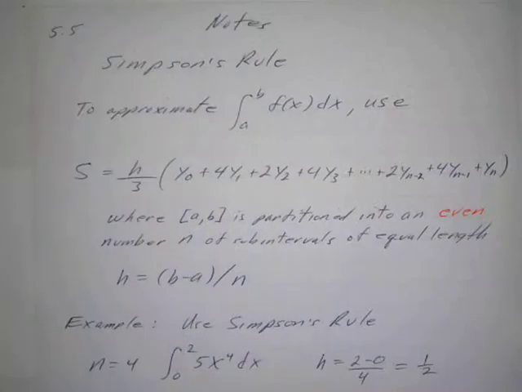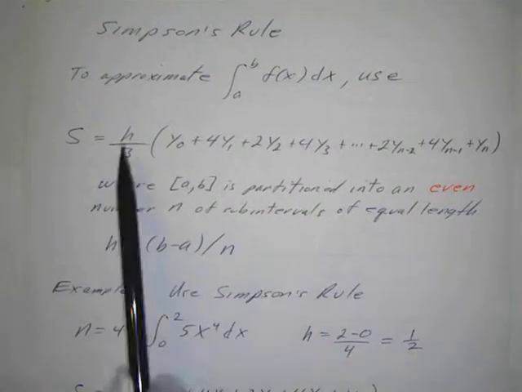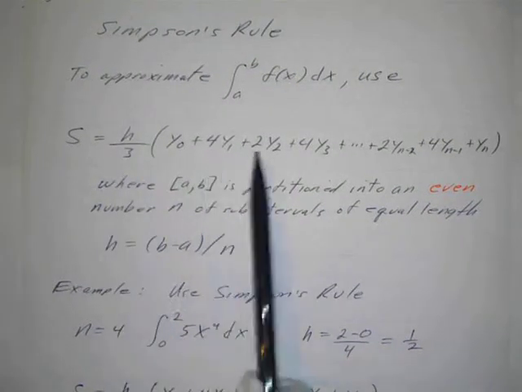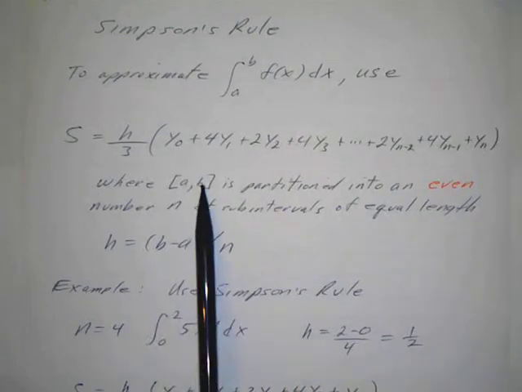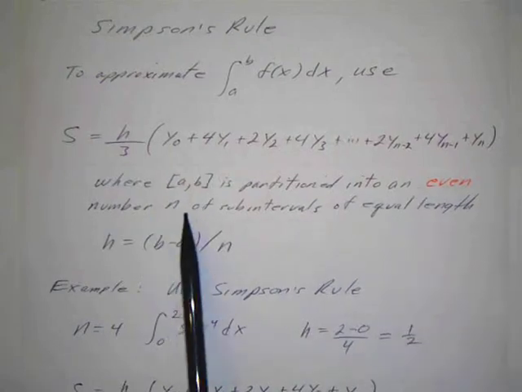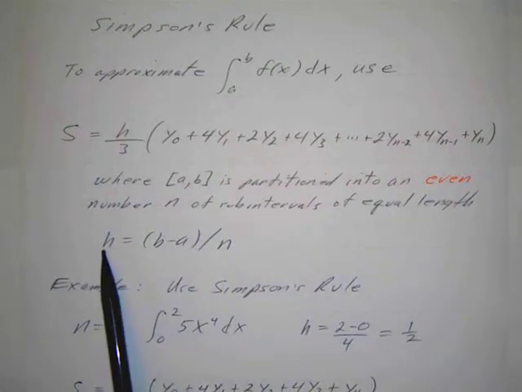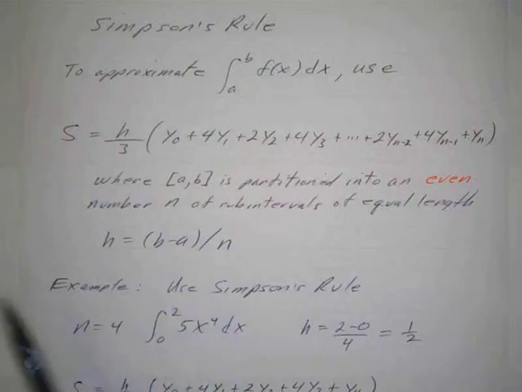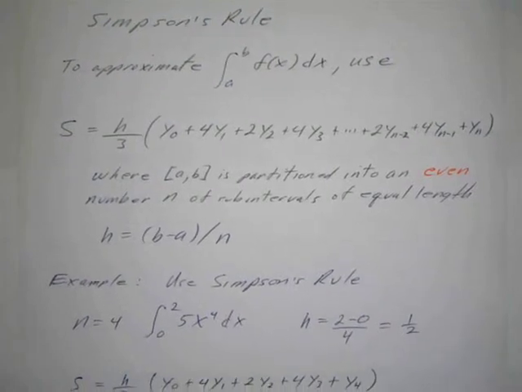So let's go over that real quick. This is Simpson's rule to approximate, and this is what we just showed you, on page 309 in the book. H over 3, and then we alternate the 4's and 2's. A, B is my interval. It has to be partitioned into an even number n of subintervals of equal length, so n must be even. And h is the same as in the trapezoidal rule: the length of each subinterval is b minus a over n. So they have to be uniform subintervals of equal length.